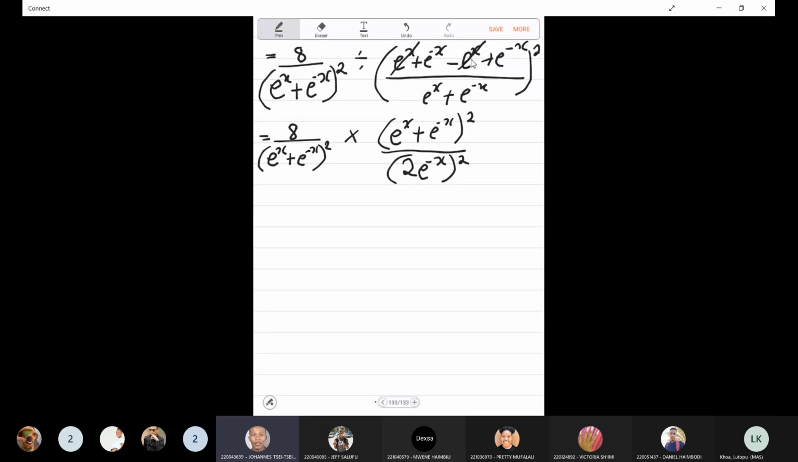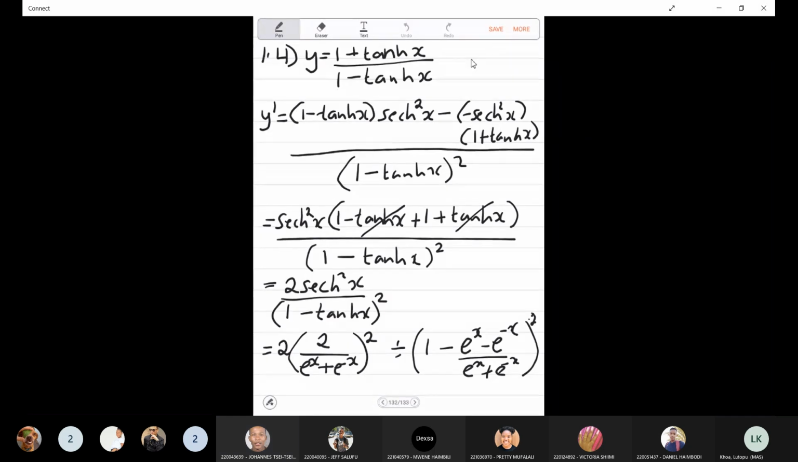Quickly go back to the previous page. You see? Can you see, ma'am? What am I supposed to see? E to the power of x minus e to the power of negative x. So this one here, is it positive or negative? It's positive. It's negative.